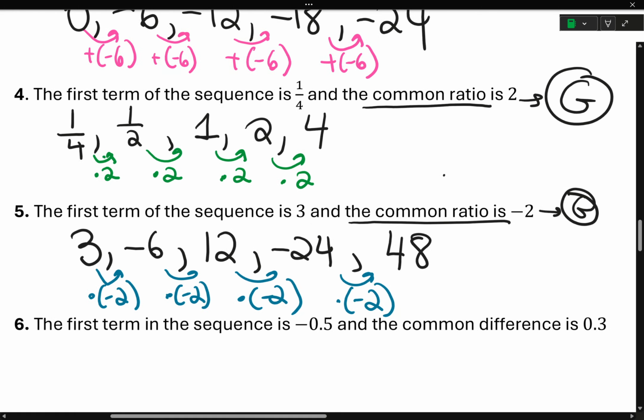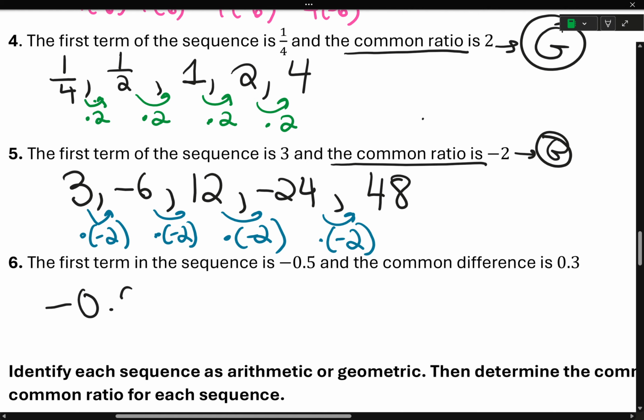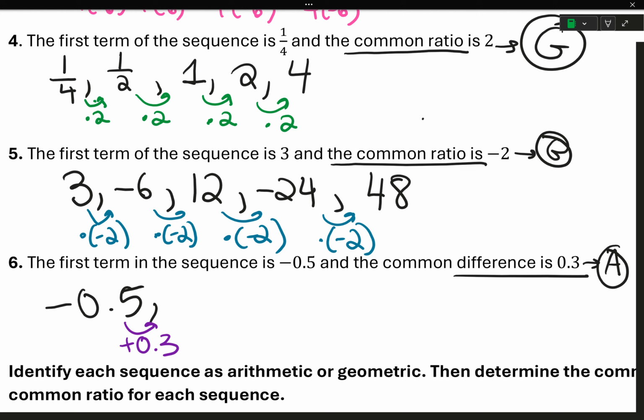Number 6, the first term of a sequence is -0.5, and the common difference is 0.3. Common difference means arithmetic. So we're going to be adding 0.3. Oh my gosh, let me start that sentence over again.